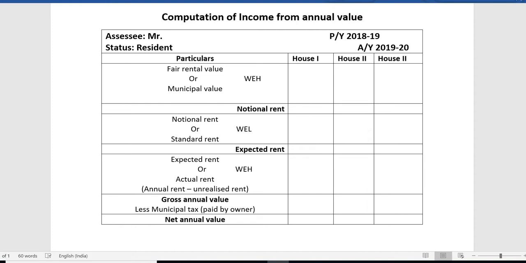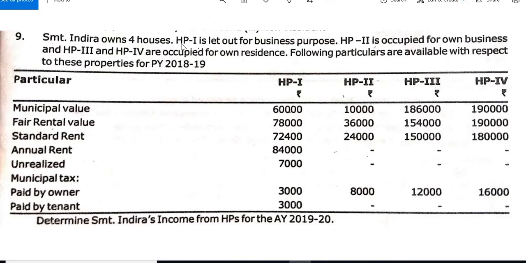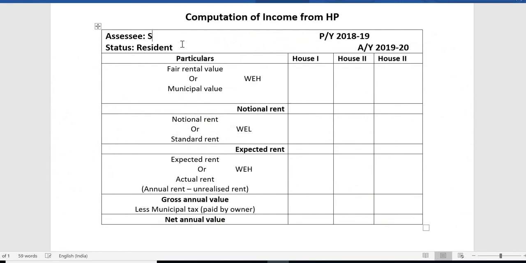Computation of income from house property. This is the assessee, Srimati Indira. So mention the previous year 2018-19, assessment year 2019-20, and she is a resident.